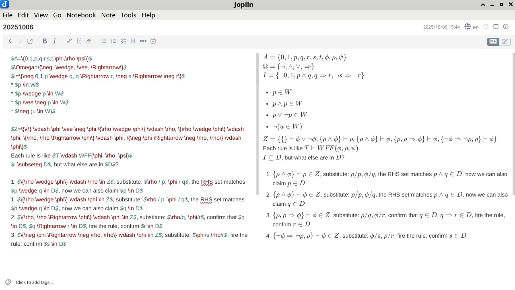To use number 3, if you use rho to be not S, and then you use phi as not R, now you have locked down the value of rho. In other words, can we show that not S is true? And we cannot. So that means we cannot fire this rule using that specific substitution.